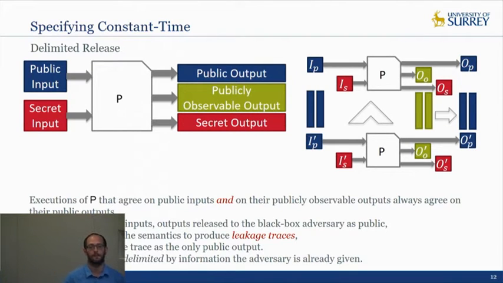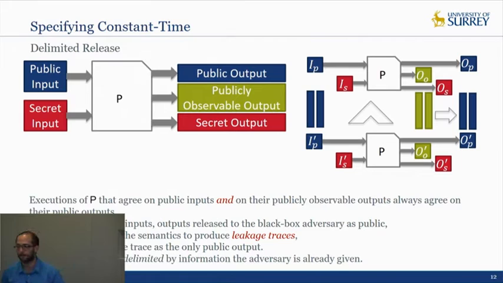So you're checking for non-interference on the leakage traces? Yes. Still on the leakage traces, but this time with the additional condition that the publicly observable outputs need to be the same as well. So we're essentially pruning all the pairs of traces that do not agree on publicly observable outputs.